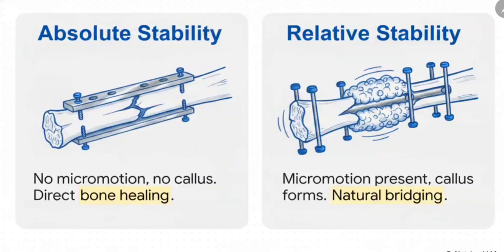On the flip side, we have relative stability. Here, we actually want a little bit of small controlled movement. The body senses that micromotion, forms a callus, and heals through natural bridging. It's a much more flexible biological pathway.